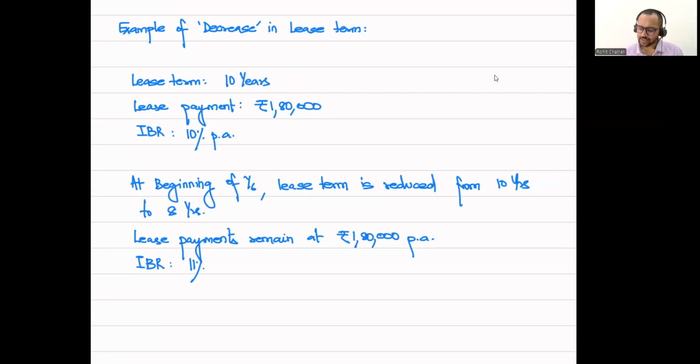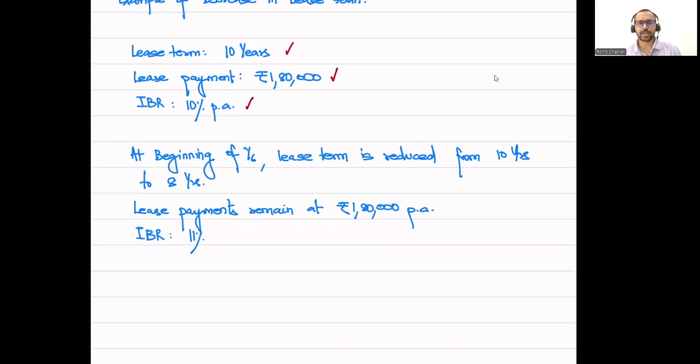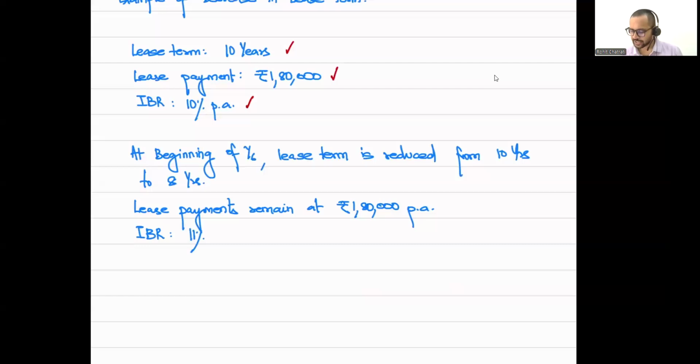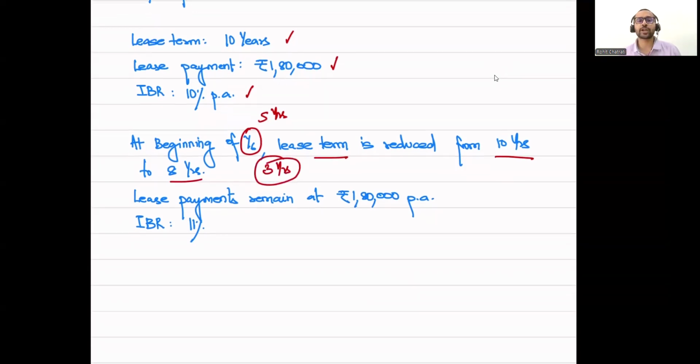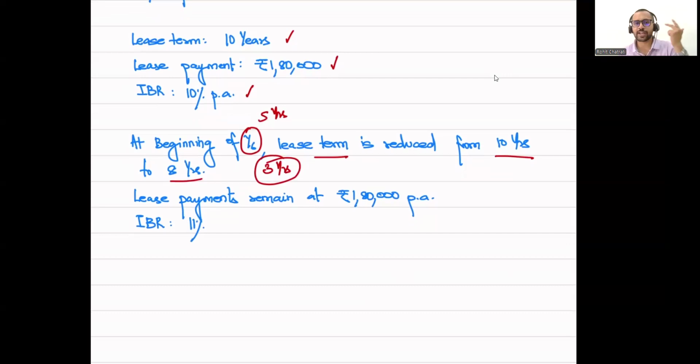We have a lease term of 10 years. Let us assume that the lease payment is 1,80,000 per annum. The incremental borrowing rate is 10 percentage per annum. At the beginning of year 6, which is 5 years have passed by, the lease term is reduced from 10 years to 8 years, which means we have a remaining lease term of 3 years, years 6, 7, and 8.